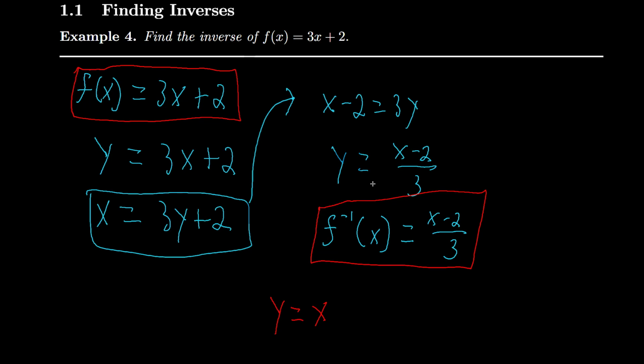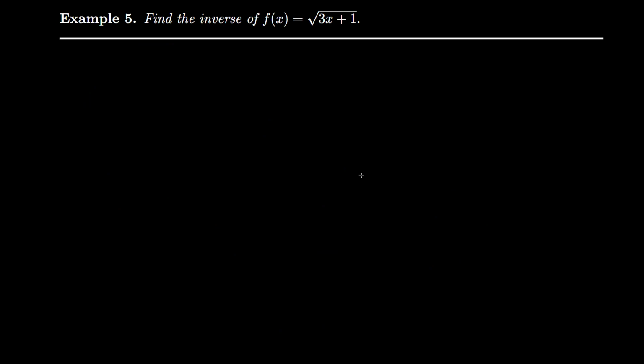Regardless, let's look at another one. So here we're asked to find the inverse of f of x equals the square root of 3x plus 1. So we are skirting the definition of what we need to do. So check to see if this is 1-to-1 first. If it isn't 1-to-1, it isn't going to work.